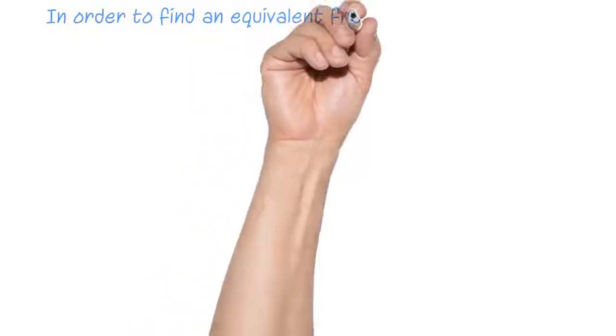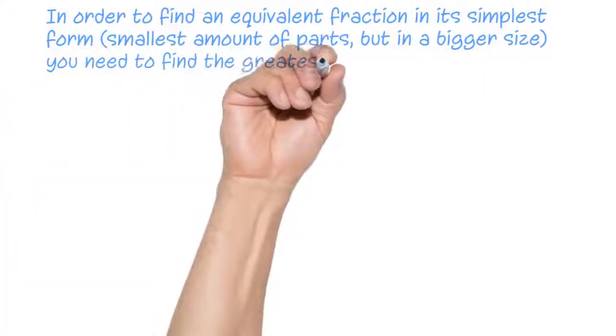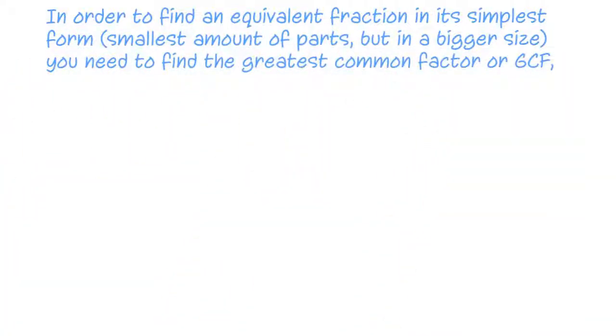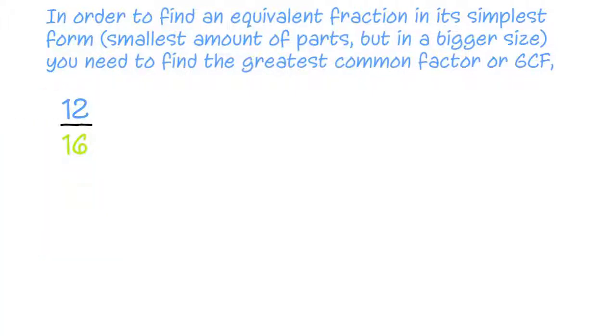In order to find an equivalent fraction in its simplest form, smallest amount of parts, but in a bigger size, you need to find the greatest common factor, or GCF. Let's take a look at how we can simplify 12/16.